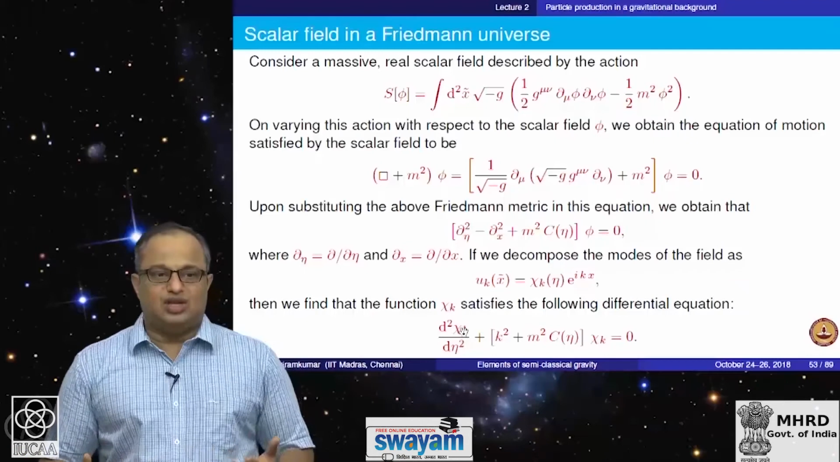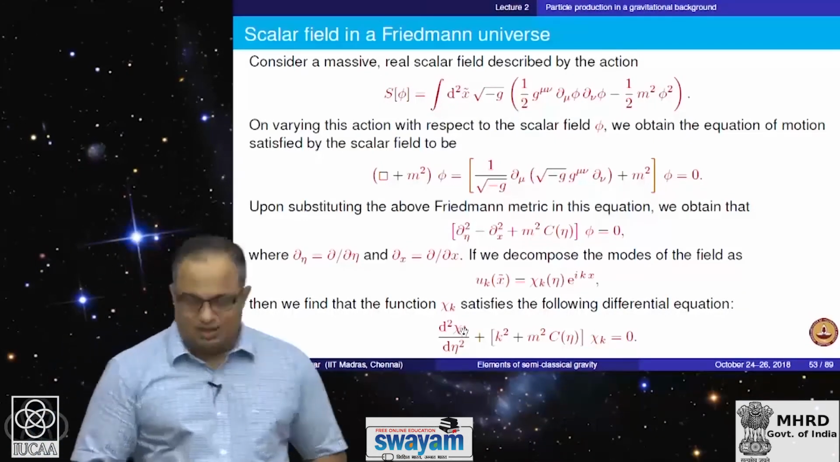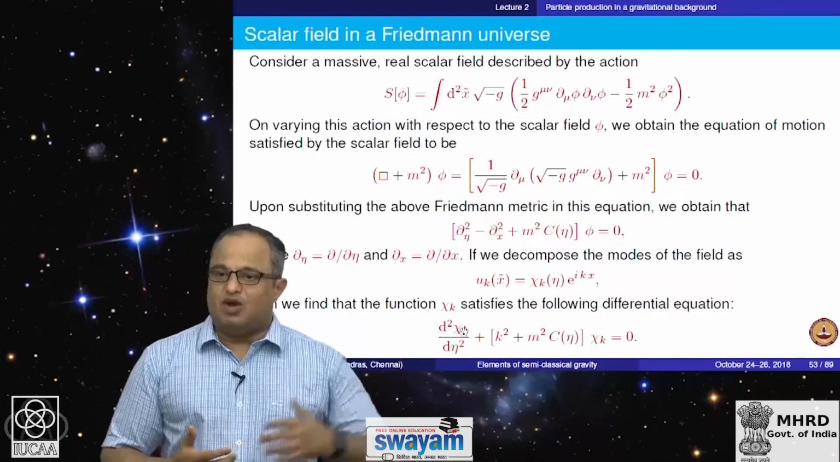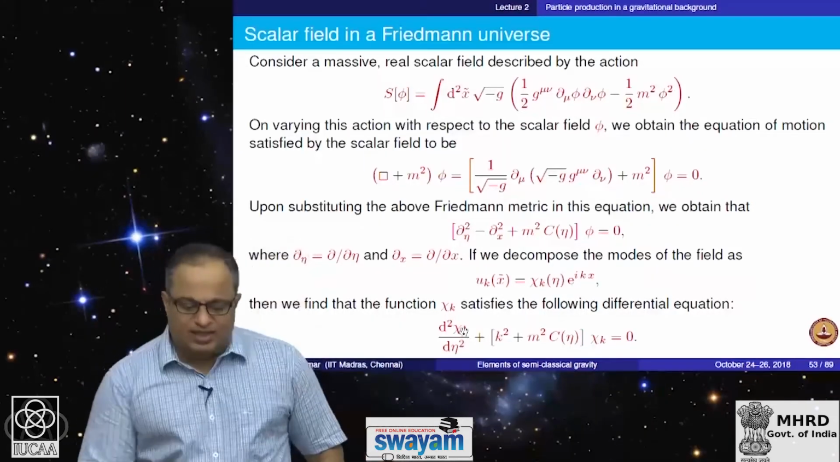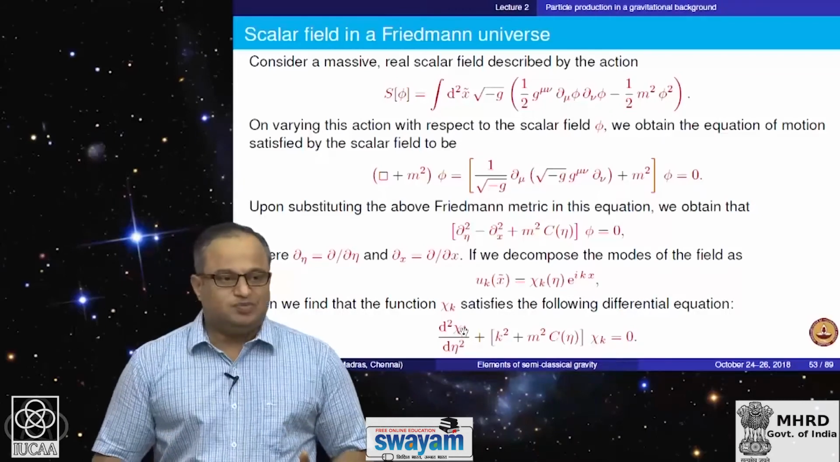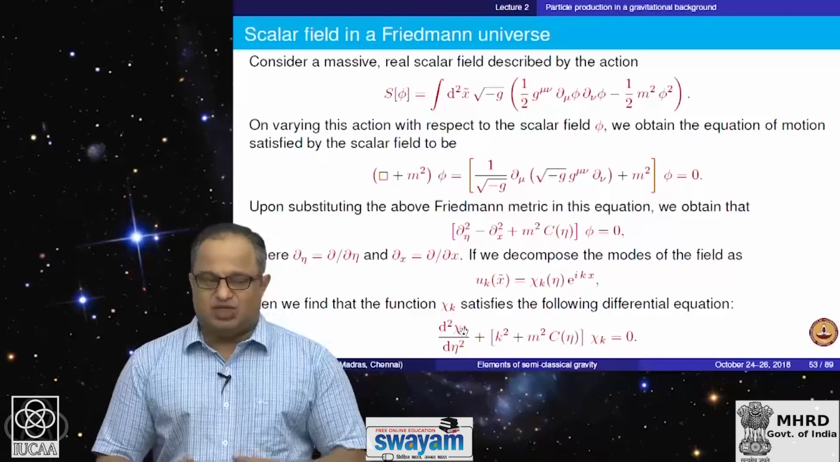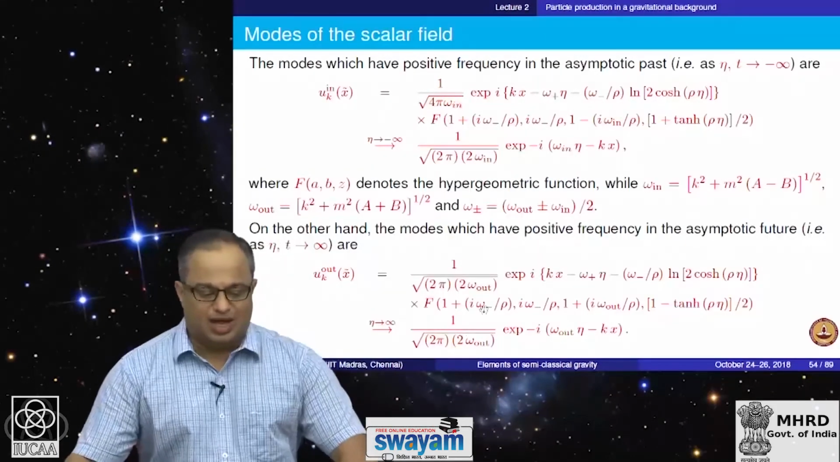I need to choose a solution that will behave nicely at very early times, which means I need solutions of the form e power minus i omega eta at very early times. What one finds is that the solutions can be written in terms of hypergeometric functions. We are going to choose the solution which behaves in the required fashion, and that solution happens to be the following.